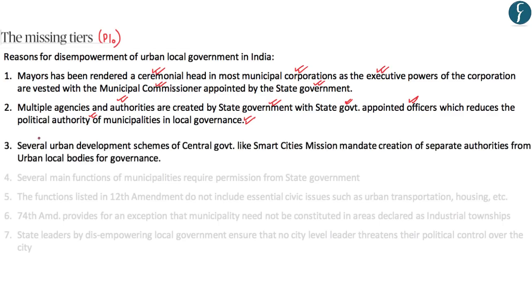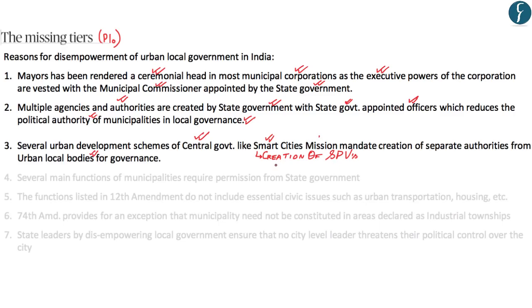Now, the third reason given by the author for the disempowerment of urban local government in India is that several urban development schemes of the central government have mandated the creation of separate authorities from the urban local bodies. For this, the author has given the example of the Smart Cities Mission, which mandates the creation of a special purpose vehicle with operational independence and autonomy in decision making and mission implementation. Moreover, the Smart Cities Mission further encourages the state government to delegate the decision making powers available to the urban local bodies to the Chief Executive Officer of the SPV.